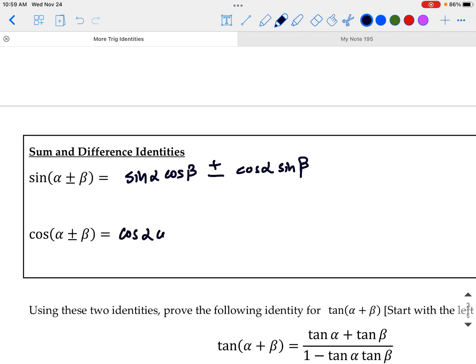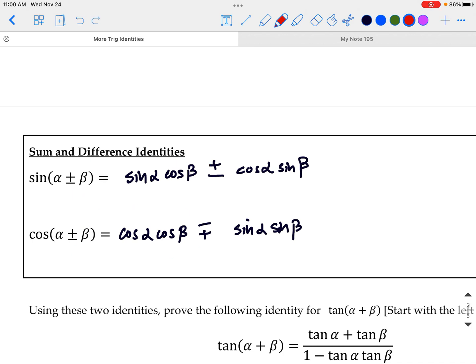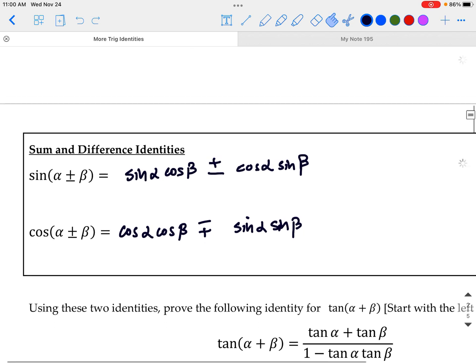Whereas for cosine, we're going to have cosine times cosine and sine times sine. These are going to be opposites. So it's going to be minus plus instead of plus minus. So again, you can think of these as corresponding to each other. So these are going to be our two main identities that we use to derive everything going forward. So note, these are the ones to commit to memory. These are the ones to really know.